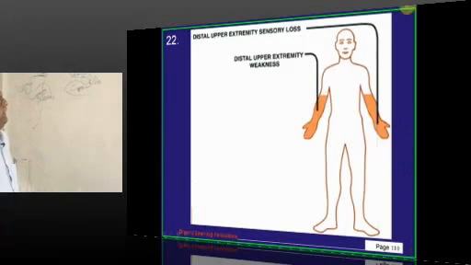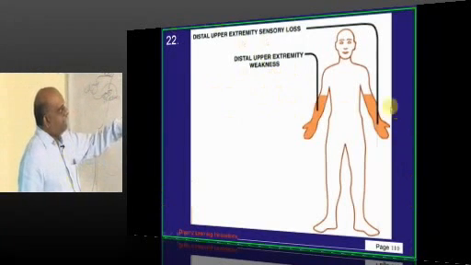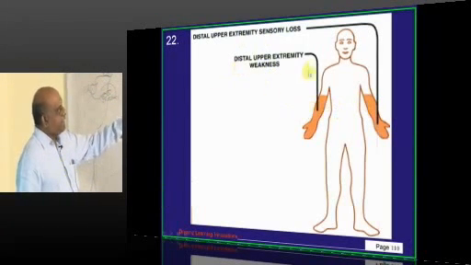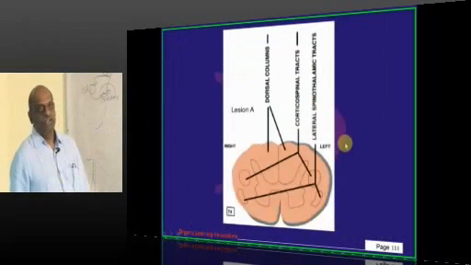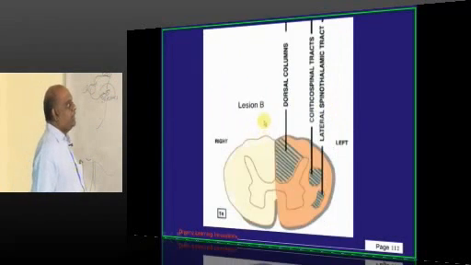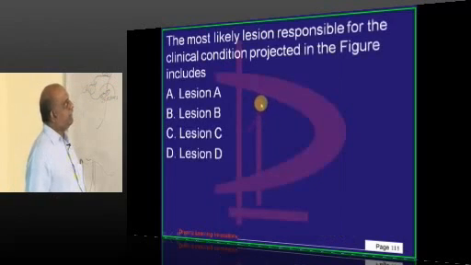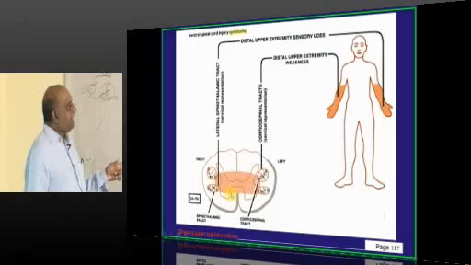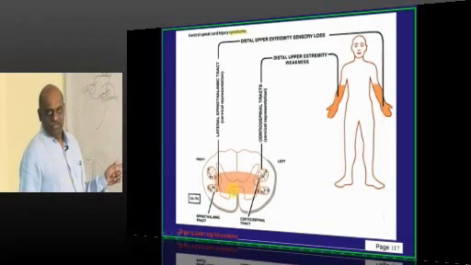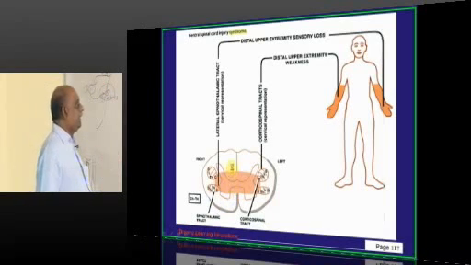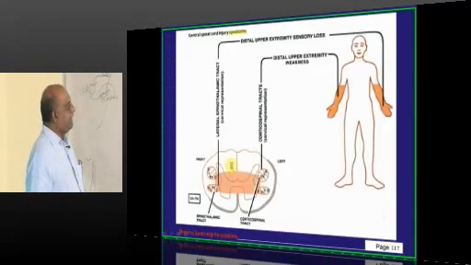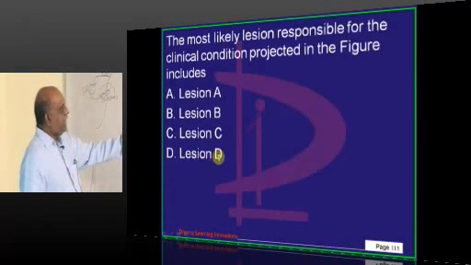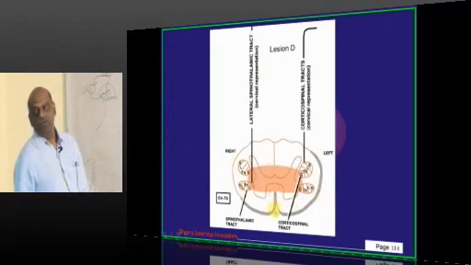So, distal upper extremity sensory loss and distal upper extremity weakness. Where do you find this? Which lesion is it possibly, out of all these lesions? It is also called central spinal cord injury. So that is the reason it is lesion D, where central spinal cord injury is being shown.